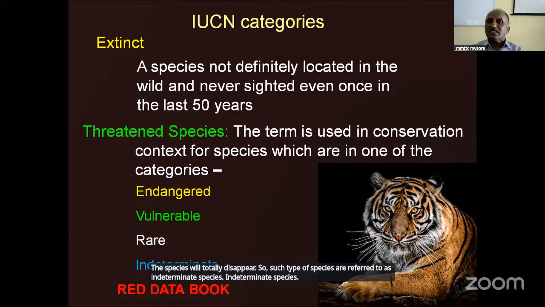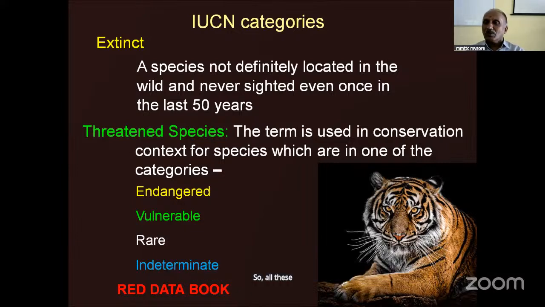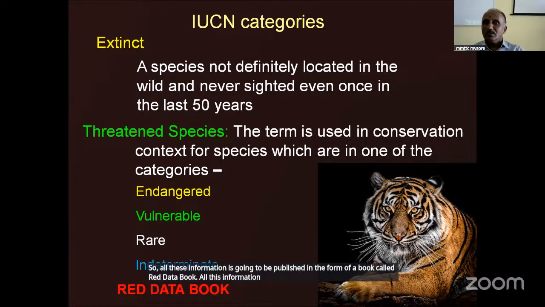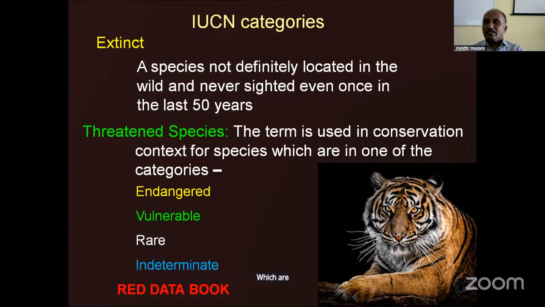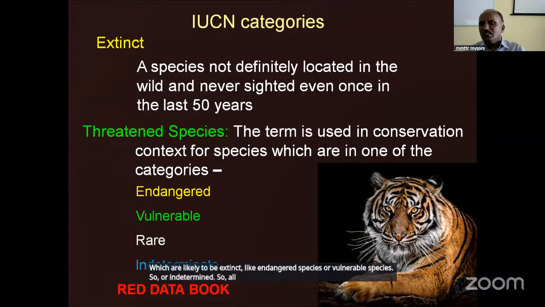So all this information is going to be published in the form of a book called the Red Data Book. All the information related to the plants which are already extinct, or likely to become extinct, like endangered species, vulnerable species, or indeterminate. All this information related to the scientific aspects is available in a book called the Red Data Book.